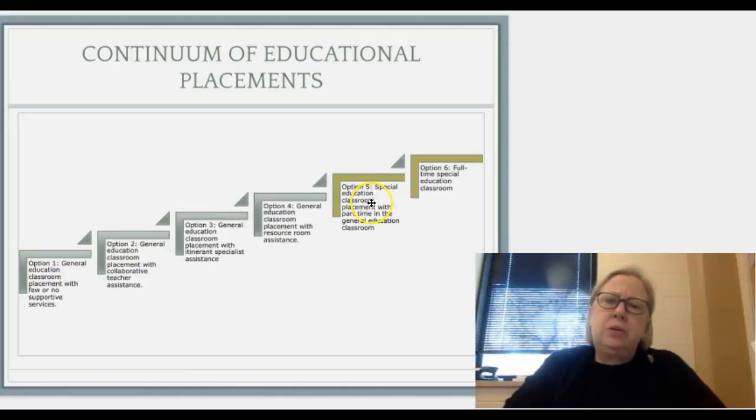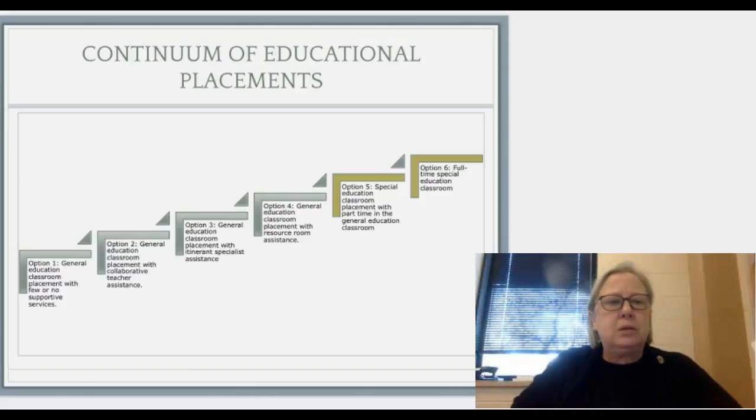Now when you get to the next 2 colors, option 5 and 6, you'll notice the color changes, and that's because the placement now becomes special ed. They're in a pull-out classroom where they get part-time support, and when they're in that classroom, that teacher's in charge. When you get into option 6, full-time, they're completely in a special education classroom for their entire day.